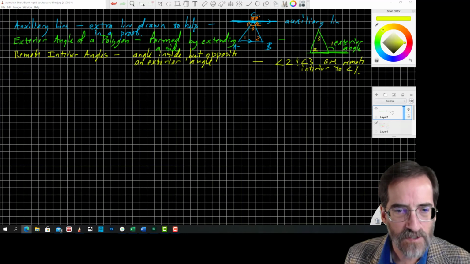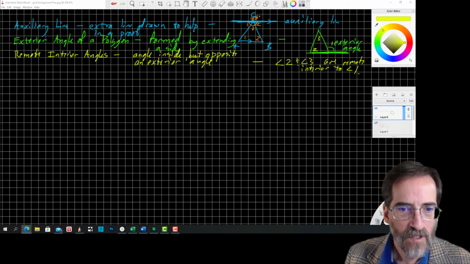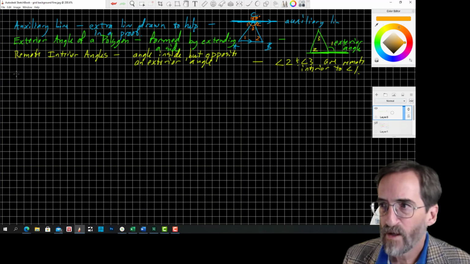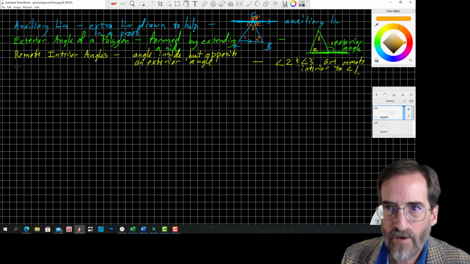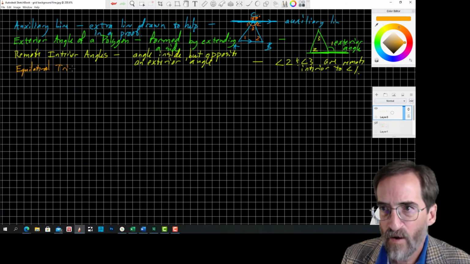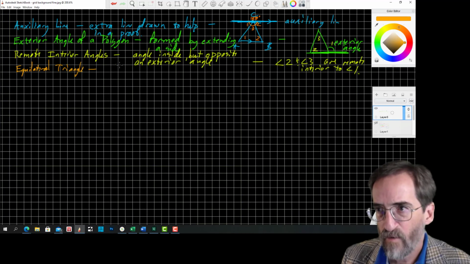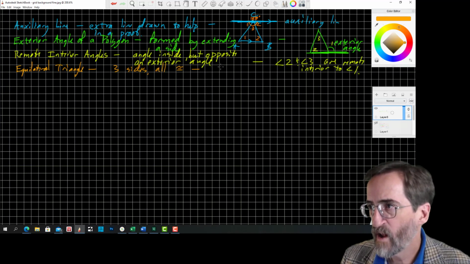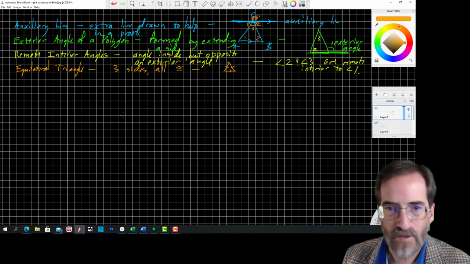Lesson 6, constructing. Let's see if there's any vocabulary words. Here we go. There are some words here. Keywords. Equilateral triangle: 3 sides, all congruent. So an equilateral triangle is a triangle where all 3 sides are congruent.